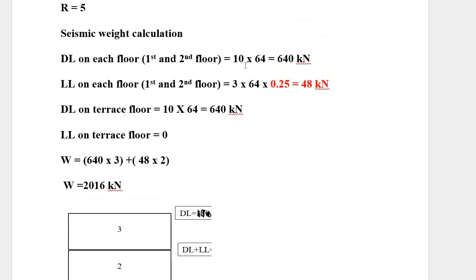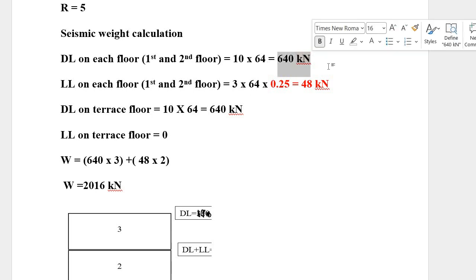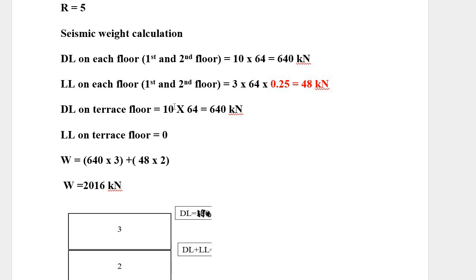So according to the question, it is 10 kilonewton per meter square into 64, meaning 8 into 8, that is the area value. 8 into 8 you will get 64 meter square, then meter square will get cancelled. The answer is 640 kilonewton. Next, the live load. The live load is 3 kilonewton per meter square into 64 as the area, that is 8 into 8 meter square. Meter square will get cancelled.